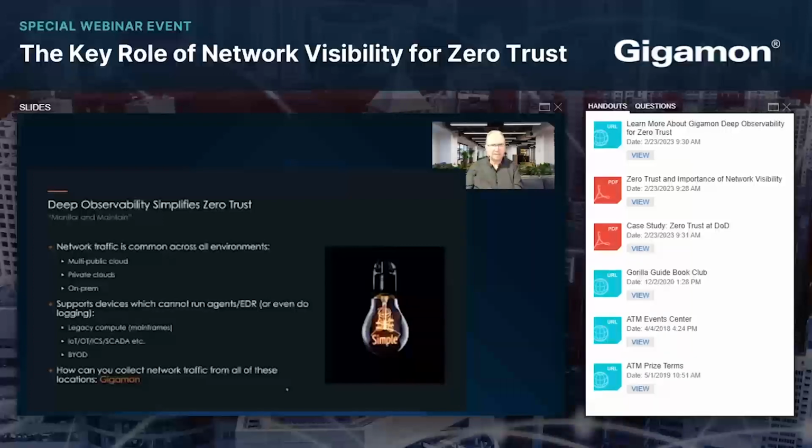Anything from 10 meg Ethernet to 400 gig Ethernet, we can collect it, aggregate it, filter it, and feed it to the tools needed to analyze it and support your zero trust infrastructure. It simplifies the complexity. Deep observability is essential for managing the complexity that you are inheriting and turning it into something you can consume and swallow and protect.